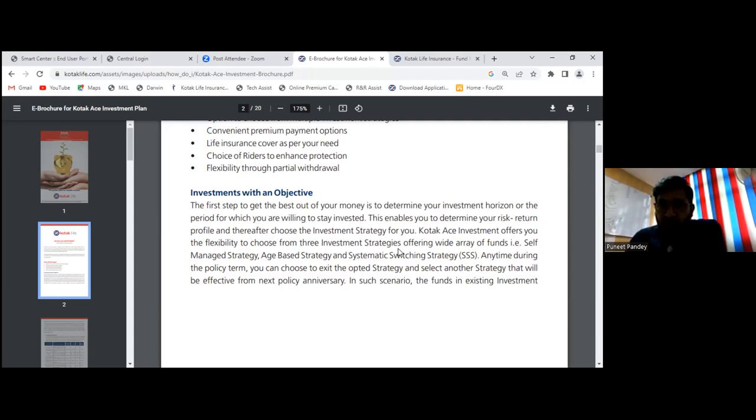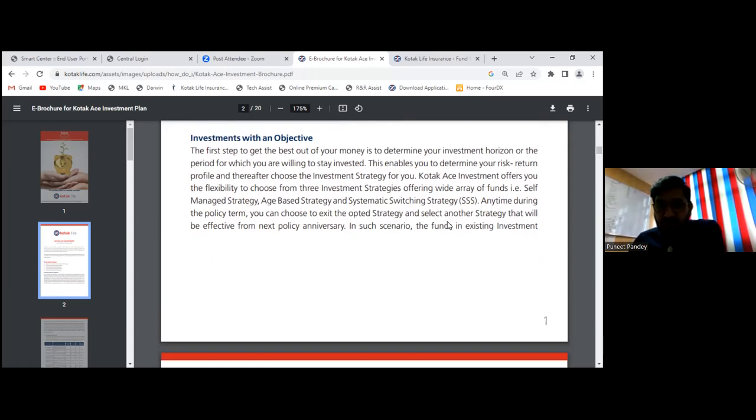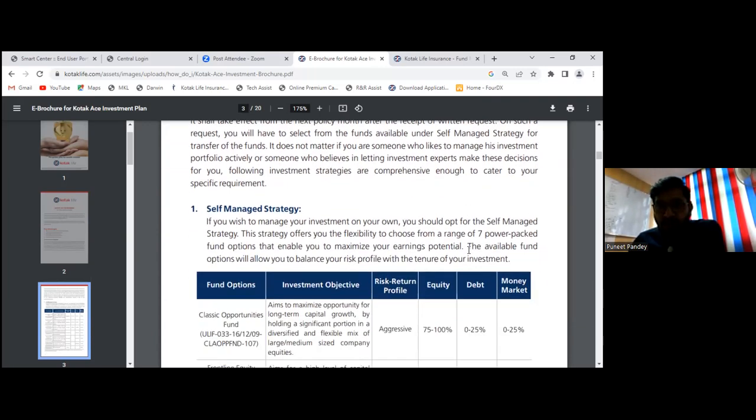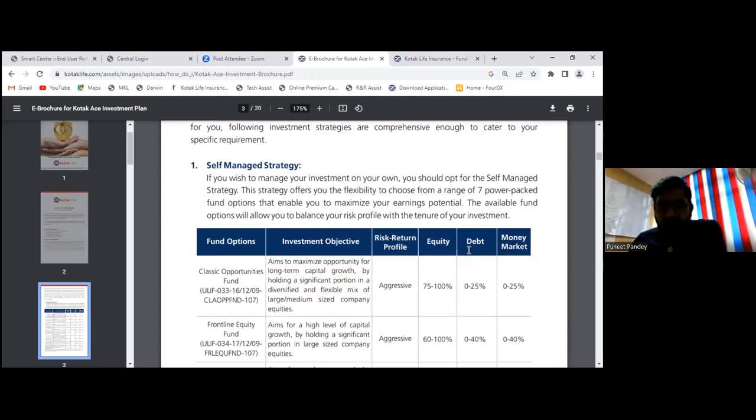Anytime during the policy term, you can choose to exit the opted strategy and select another strategy. That will be effective from the next policy anniversary. In such a scenario, the funds in the existing investment strategy will be transferred to the opted investment strategy. So now, what is the self-managed strategy?